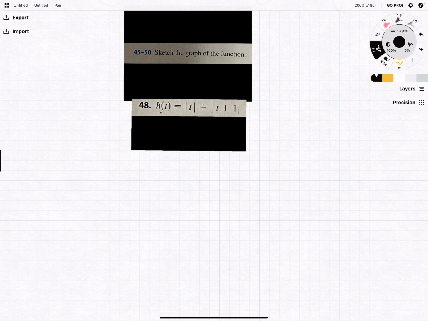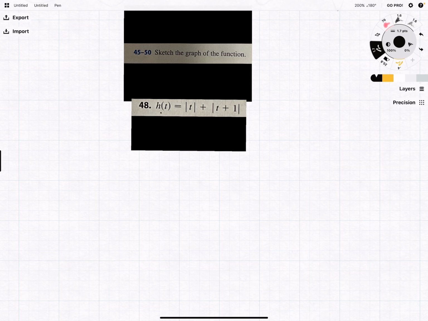For problem 48, just as with 45, 46, and 47, it says to sketch the graph of the function. Here we have h of t equals absolute value of t plus the absolute value of t plus 1. And this gives us kind of an interesting shape.